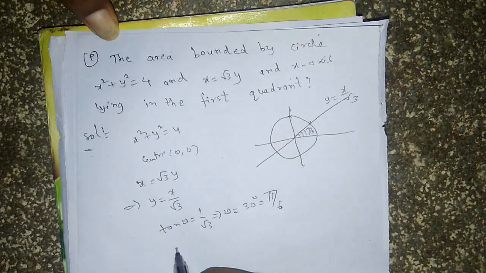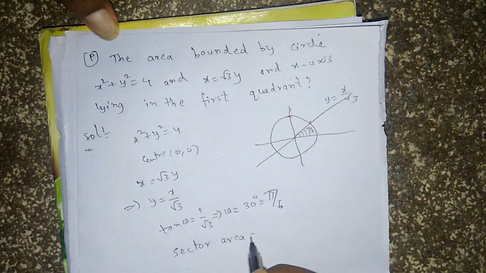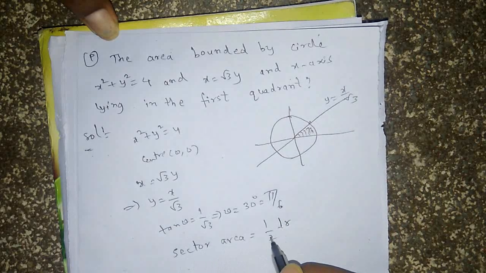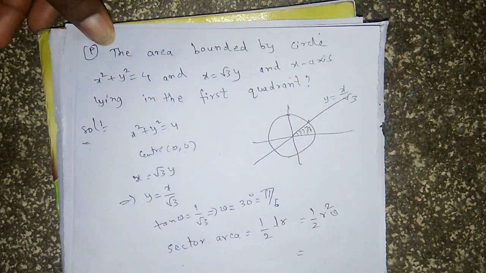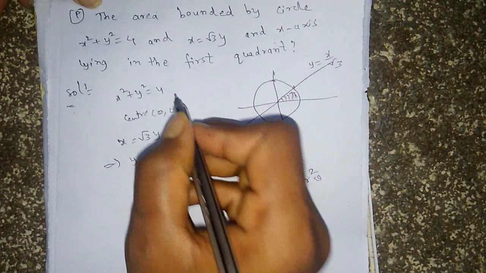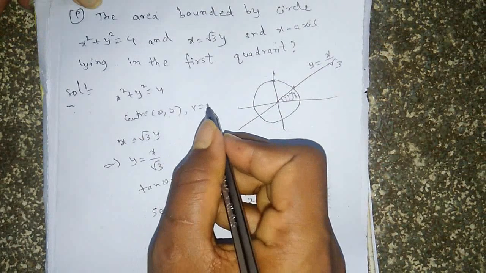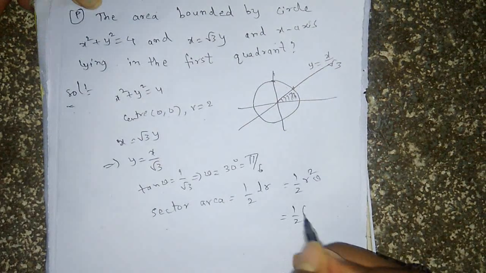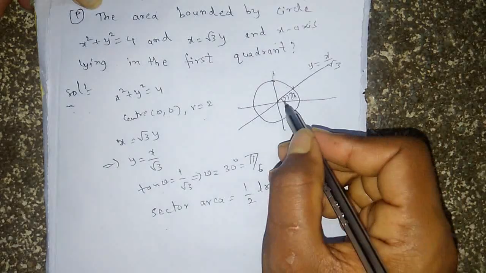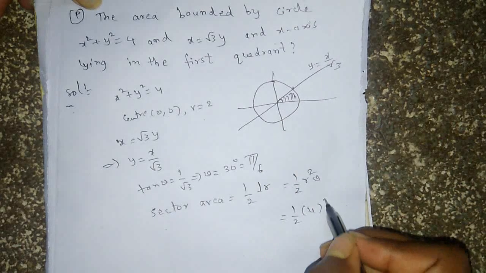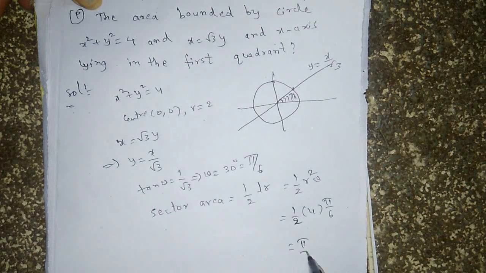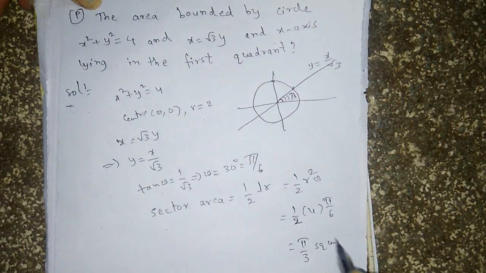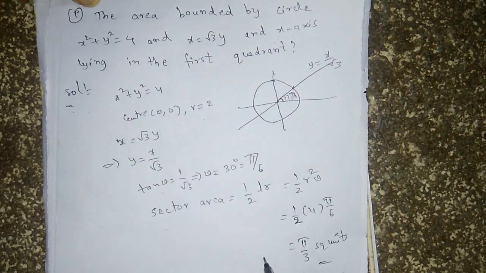So it is a sector. Area is equal to half into LR, or half r square theta. So here r square is equal to 4, the center is 0 0, r is equal to 2, half into r square is equal to 4. Theta is the angle made by the sector, that is pi by 6. So the 2 cancels, that is pi by 3 square units is the required area.